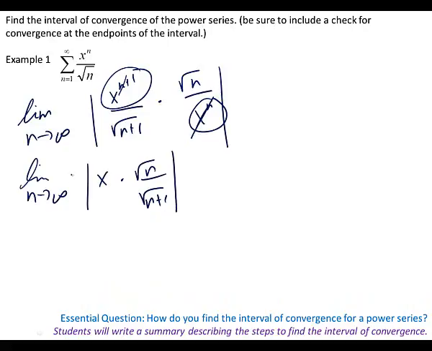So I want you to think about this a little bit. If I'm looking at the limit as n approaches infinity, does x have anything to do with that? Am I plugging infinity in for the x? No, I'm plugging it in for the n. So I'm going to show you another way this could be written. I could peel this off and put the absolute value of x out front. Now I've got the limit as n approaches infinity of the square root of n over the square root of n plus 1.